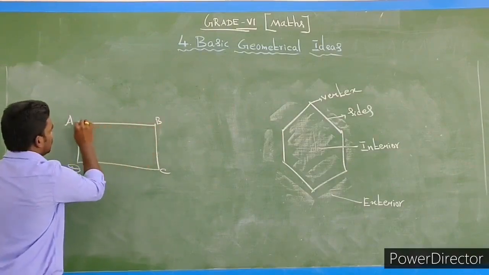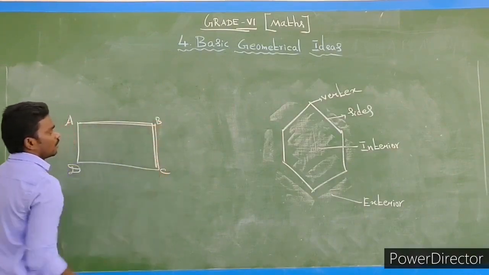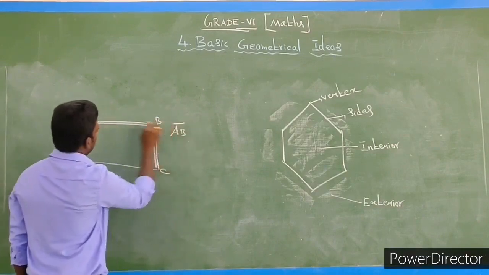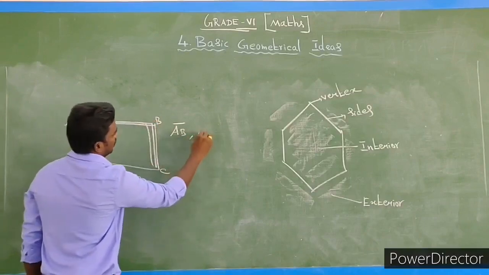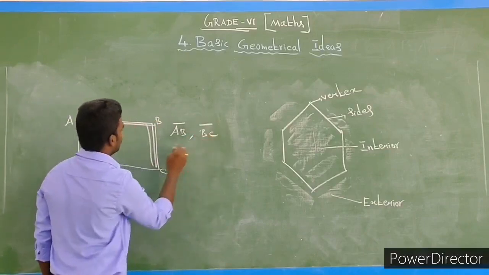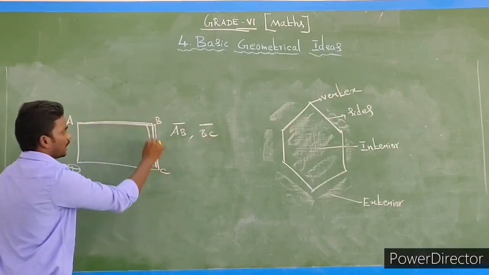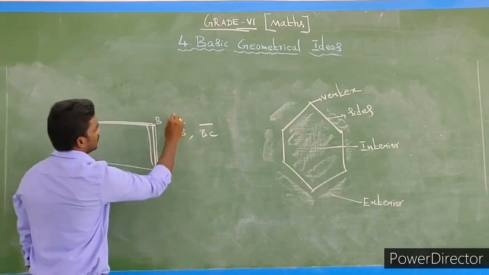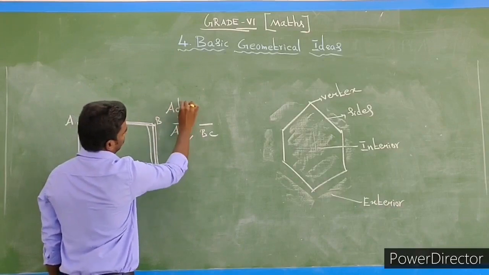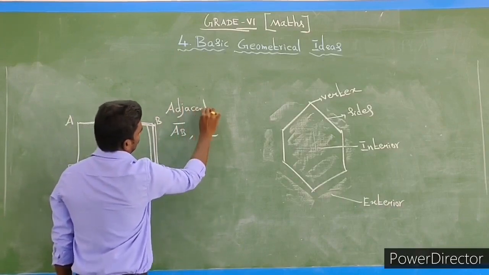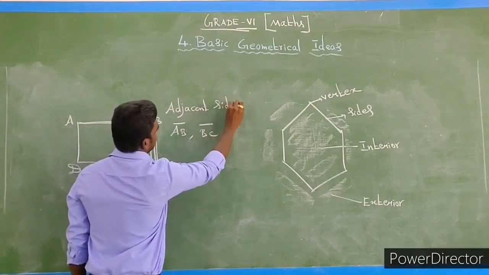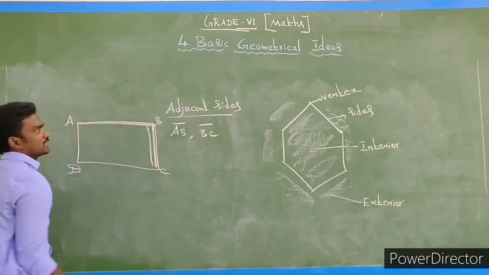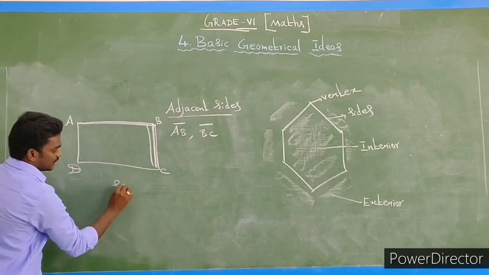So line segments AB and BC are called what? Adjacent sides, right? Any two line segments that have a common endpoint are called adjacent sides. This is the adjacent side. Any two line segments having a common endpoint are called adjacent sides.